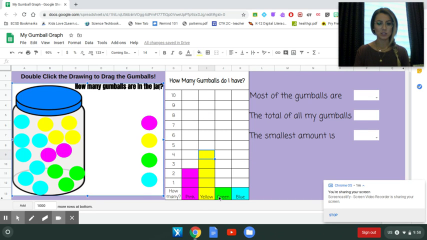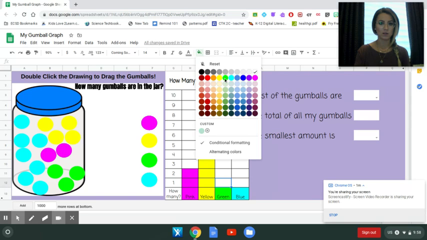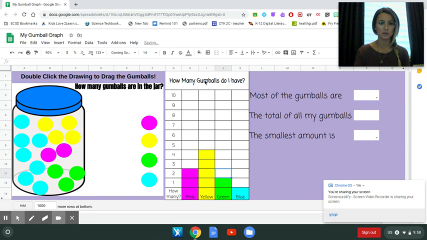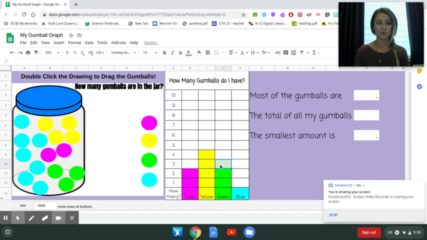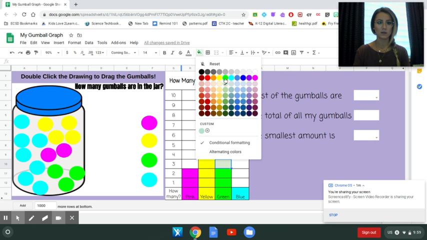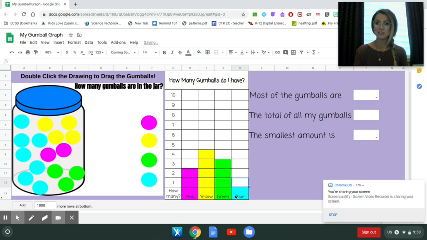The next color they show is green, so let's count the green gumballs in the jar. 1, 2, 3. So I'm going to graph that on the green column. 1, 2, and 3. All right. Oops. Let's try that one again. There we go.